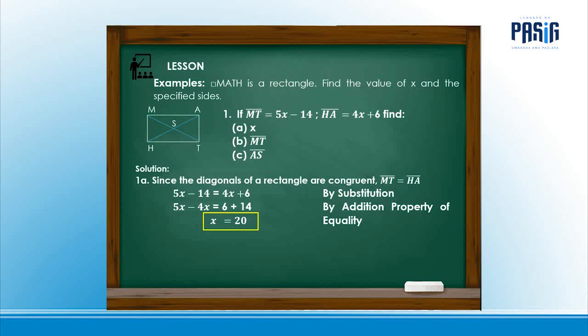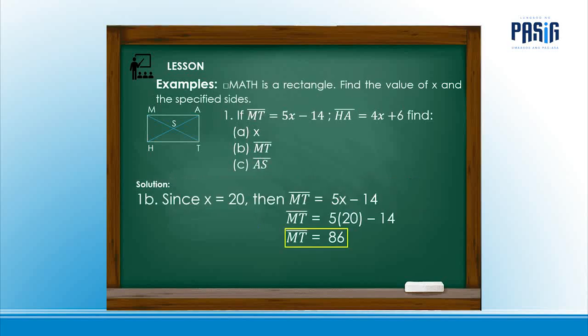To find the value of x, since the diagonals of a rectangle are congruent, diagonal MT is equal to diagonal HA. So let us just substitute the value of MT and the value of HA. So 5x minus 14 is equal to 4x plus 6. And then 5x minus 4x is equal to 6 plus 14 by addition property of equality. And therefore, the value of x is equal to 20.